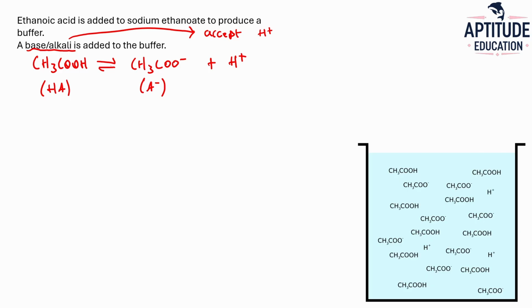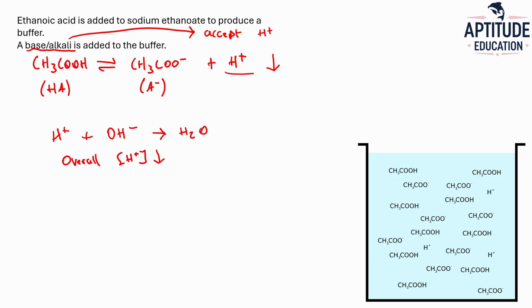And when we add a base like hydroxide, it's going to react with our H plus. So here the H plus will combine with our hydroxide ions that we just added in to form water. And the overall concentration of H plus is going to decrease. So this right side of our equilibrium will be decreasing.